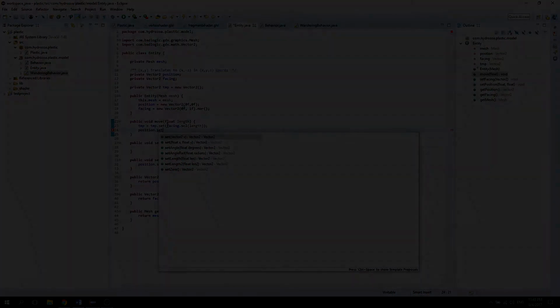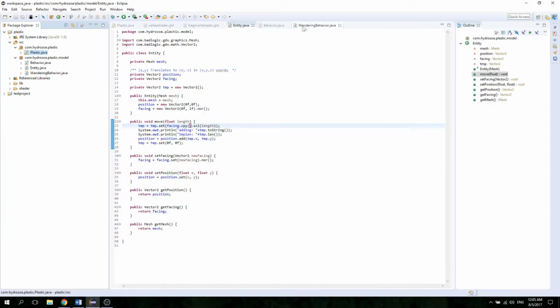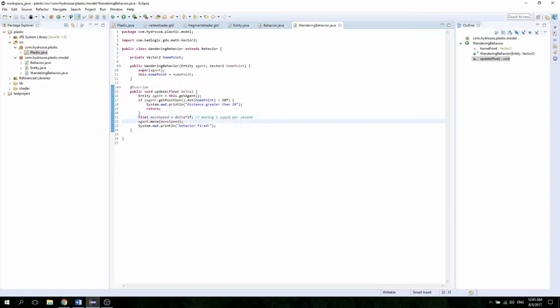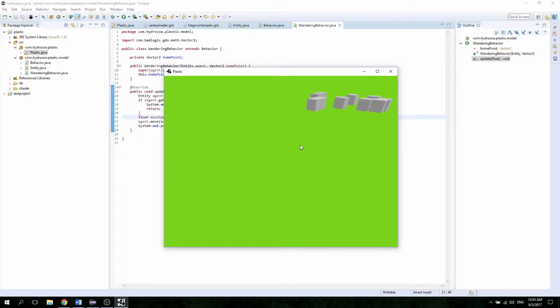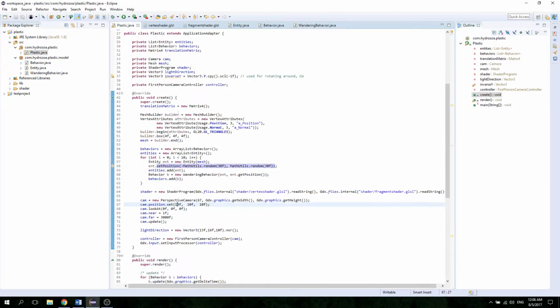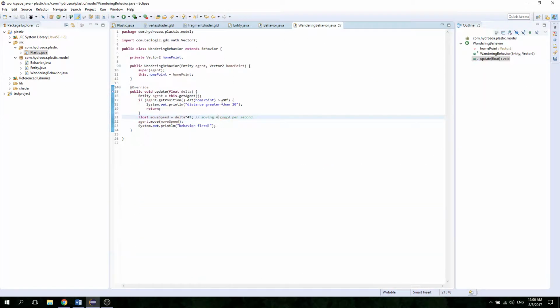I spent a good long while on those move methods because I just couldn't get the coordinate systems to match up. But here we see the cubes are walking away along the negative c axis.